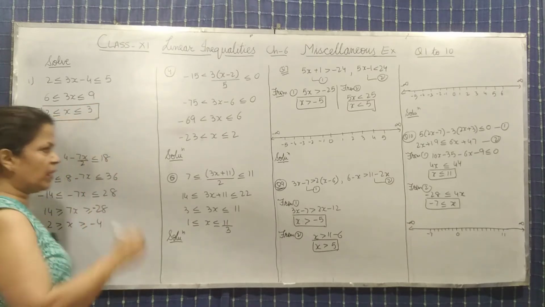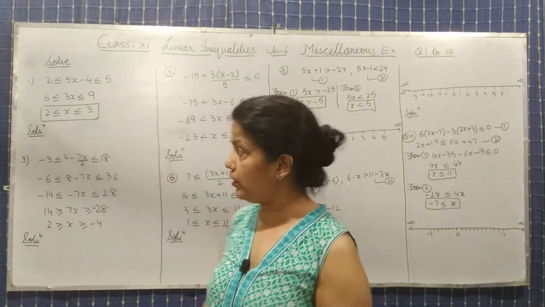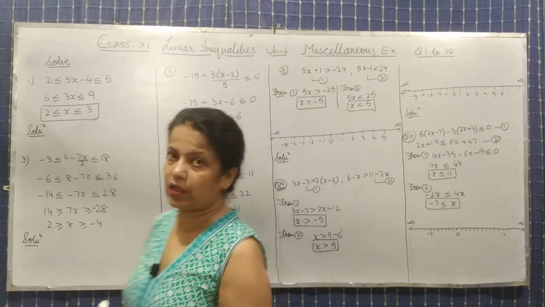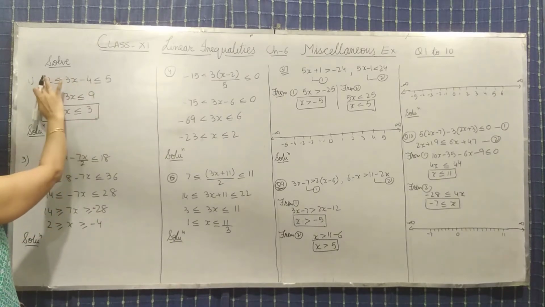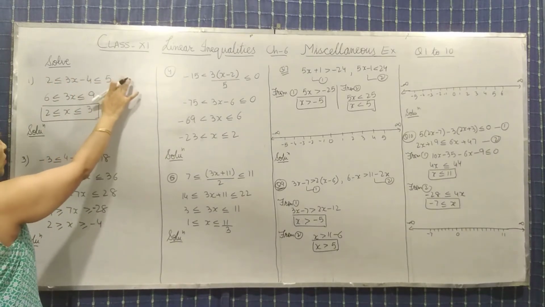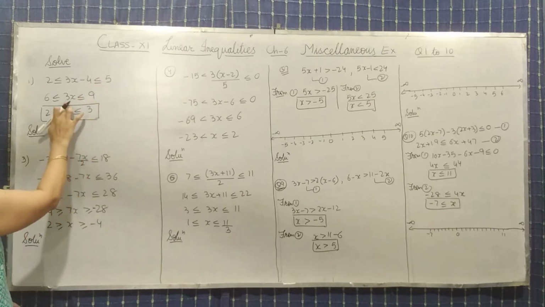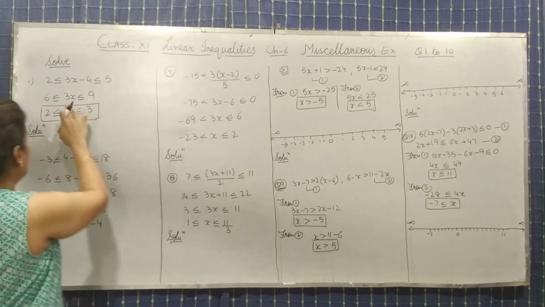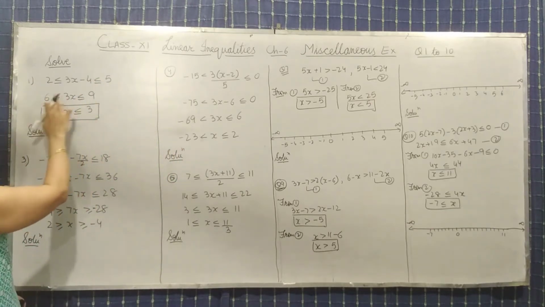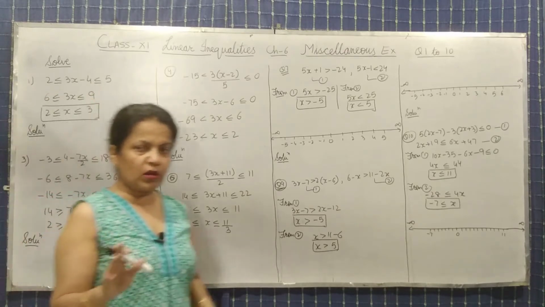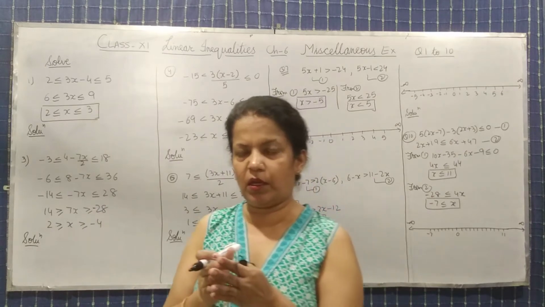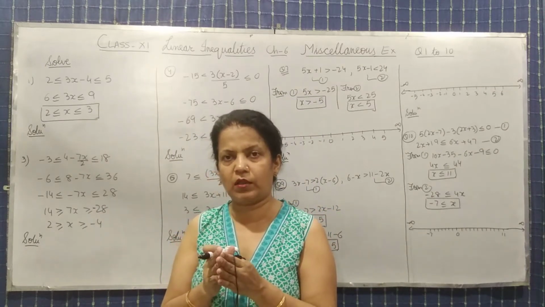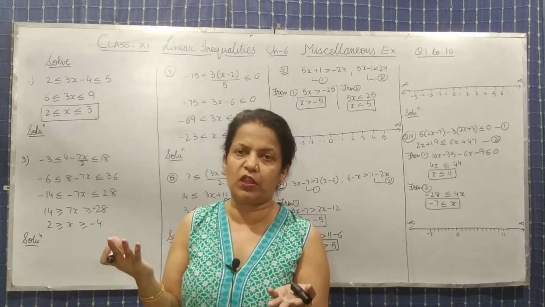ये वैल्यू आपके पास आ गई. Now to write the solution of this, look here, after shifting -4, इधर भी shift करेंगे and -4 you will shift it on this side, and then in the next step the 3 will go on both sides. Okay, so you can solve it by combining both the linear inequalities together, or you can do it separately also.